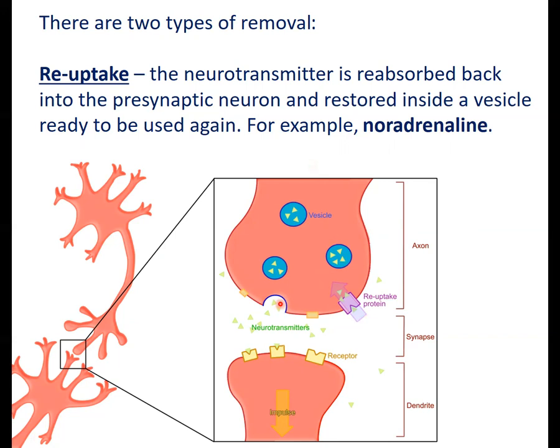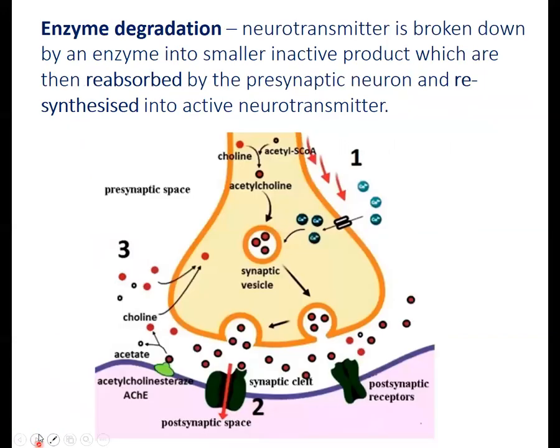So an example of a neurotransmitter that is simply reabsorbed through a protein is noradrenaline. Another way that neurotransmitters get removed from the synaptic cleft is by enzyme degradation. The example here is acetylcholine. So acetylcholine is the neurotransmitter.